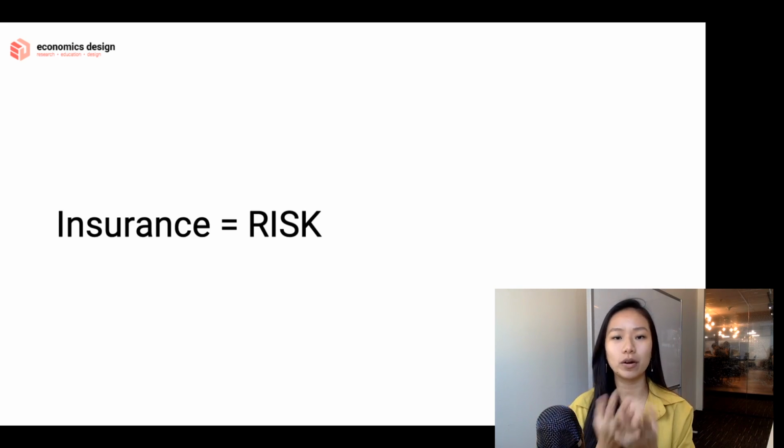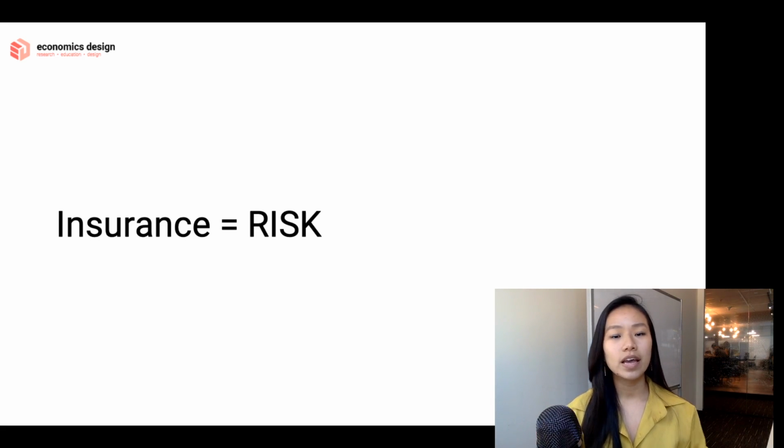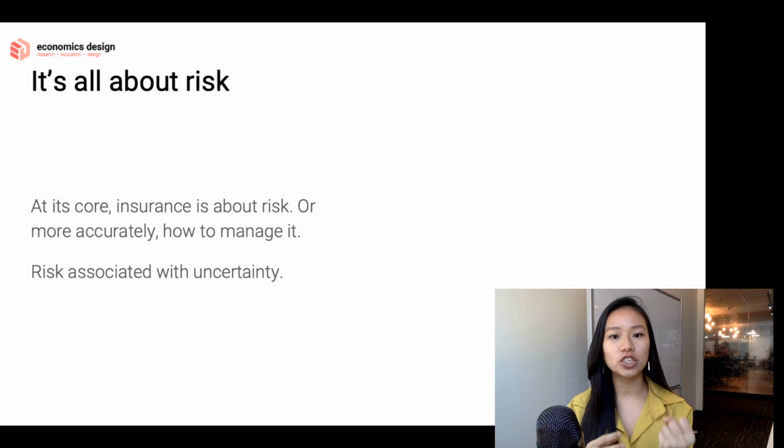So insurance is all about risk. How do you manage risk? How do you calculate risk? How do you outsource your risk? How do you price the different risks? Insurance is all about risk. It's a risky business. So at its core, it's all about managing risk.